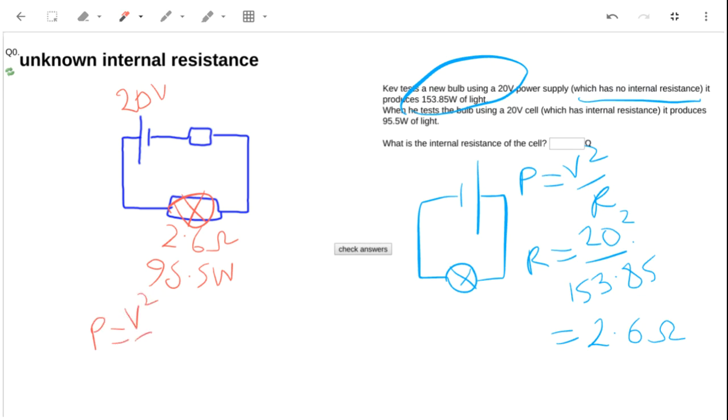P is V squared over R, and therefore the voltage, which I'm trying to get, is the square root of PR. The square root of 2.6 times 95.5, which is 115.76 volts. And if I find out the difference between that and the battery, that tells me the voltage across the internal resistance, which is 4.24.